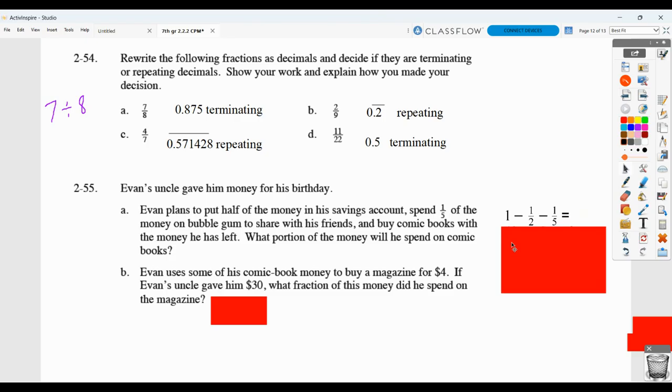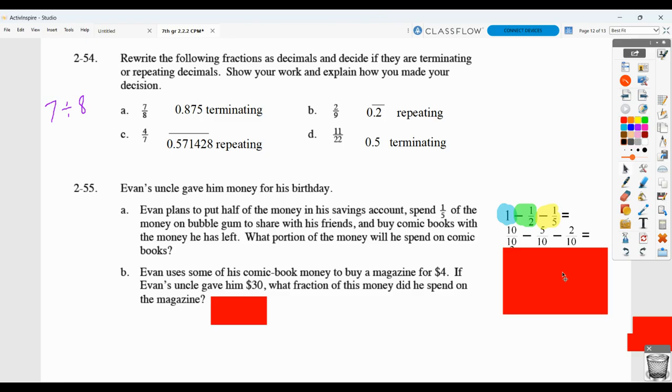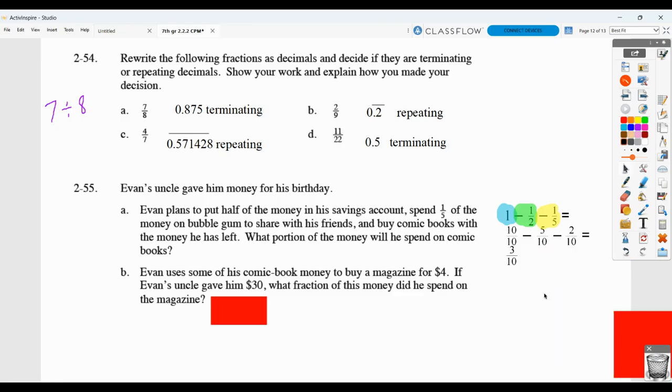So one way you can think of that is the money that he had is representing the whole amount of money. He's putting half of it in a savings account. So now we're subtracting half of it. Now he's got half the money left that he did have. And then he's going to subtract or spend 1/5 of the whole amount from that. So if we do that, we can get a common denominator. 10 over 10 minus 5 over 10 minus 2 over 10 means that he has 3/10 of his money left. So what portion of the money would he spend on the comic books? 3/10.